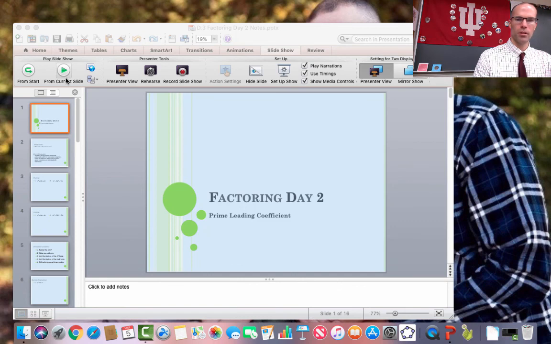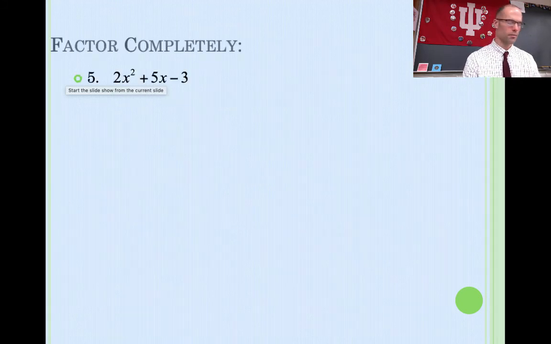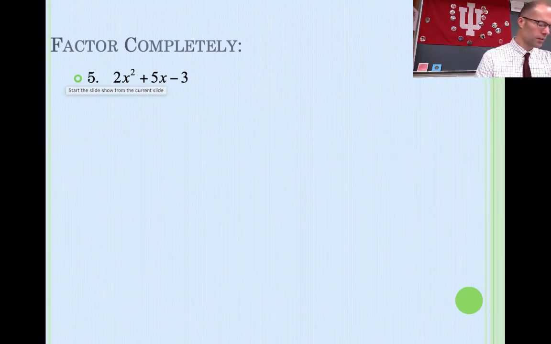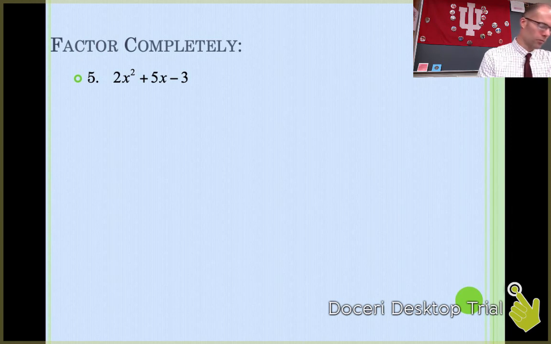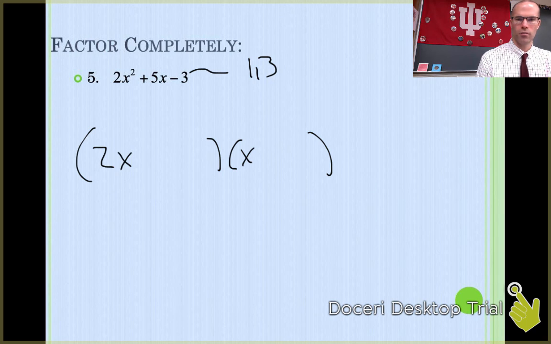Okay, so remember our rules here. We're going to factor out the GCF, make our parentheses that I call skeleton. We're going to list the factors of the first term, list the factors of the last term, and then draw our smiles. Okay, so my factors of 2 are going to be 2 and 1. So I always like to put the bigger one first. So I'm going to put the 2x here and then the 1x here. All right, my c value is 3. So the only factors of 3 are 1 and 3.